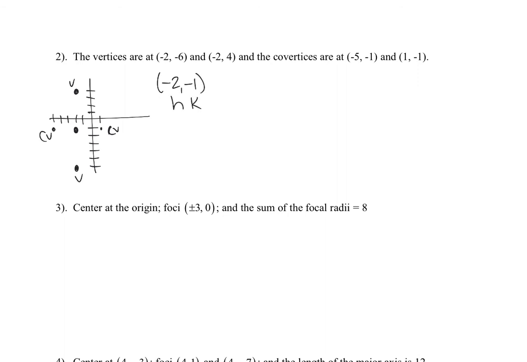That is going to be my h and k. So I'm actually going to write that. X minus negative 2 becomes plus 2 squared over something, plus y minus negative 1, or y plus 1 squared over something is equal to 1.